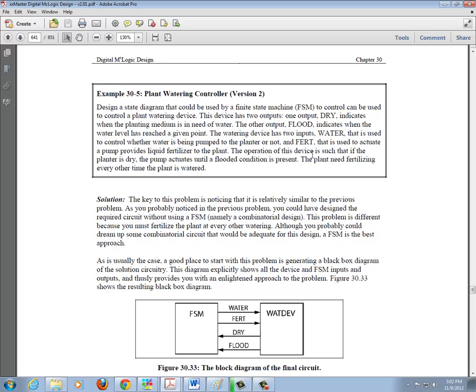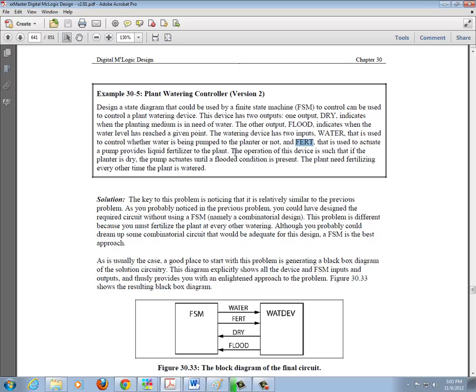Alright, so now we're going to discuss a finite state machine for a more interesting plant watering controller. This one has, again, the flood and water inputs from the watering device. But now the finite state machine has two outputs. It has the water output, like we had before, but it also has the FERT output, which is going to tell us whether we want to fertilize the plant or not.